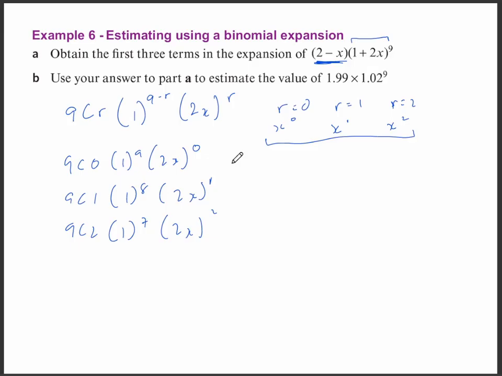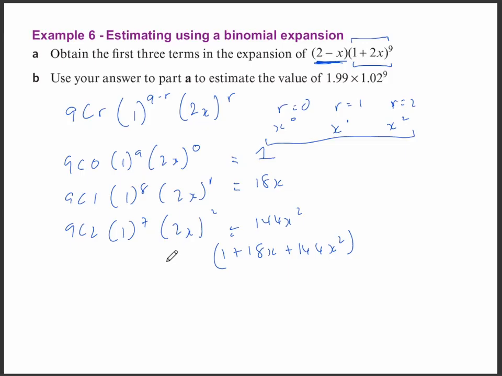Here we're going to get 1 times 1 times 1, so we're going to get 1. Here we're going to get 9 times 1 times 2x, we're going to get 18x. And here we're going to get 36 times 1 times 4, which is going to be 144x squared. And so with this expansion right here, we have 1 plus 18x plus 144x squared.